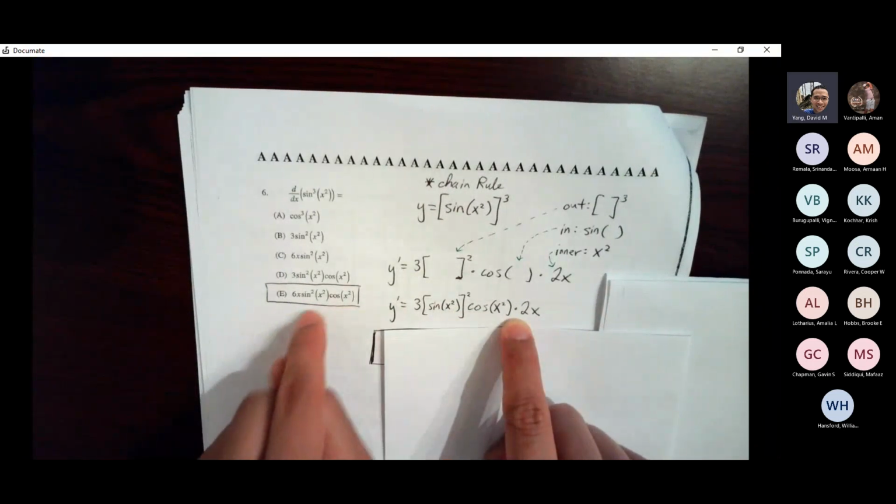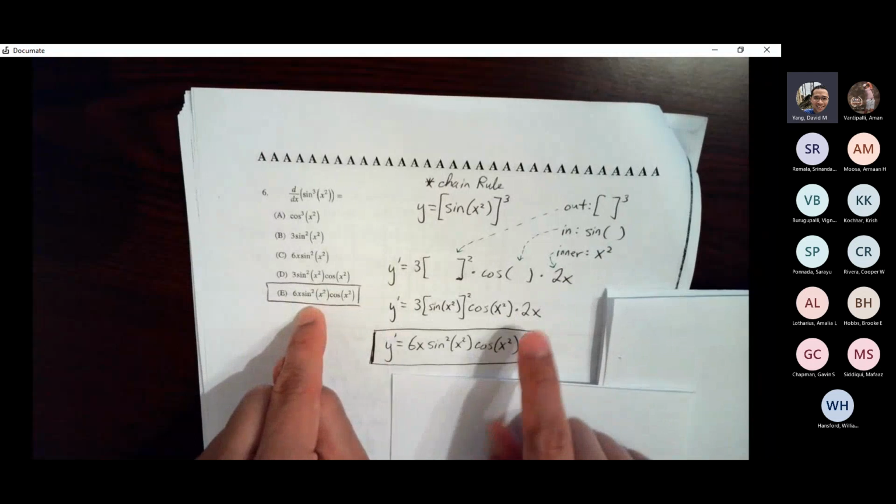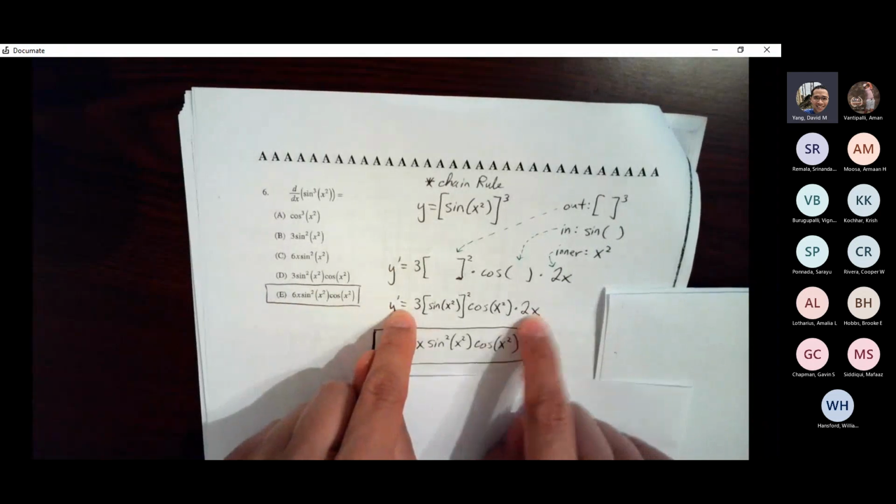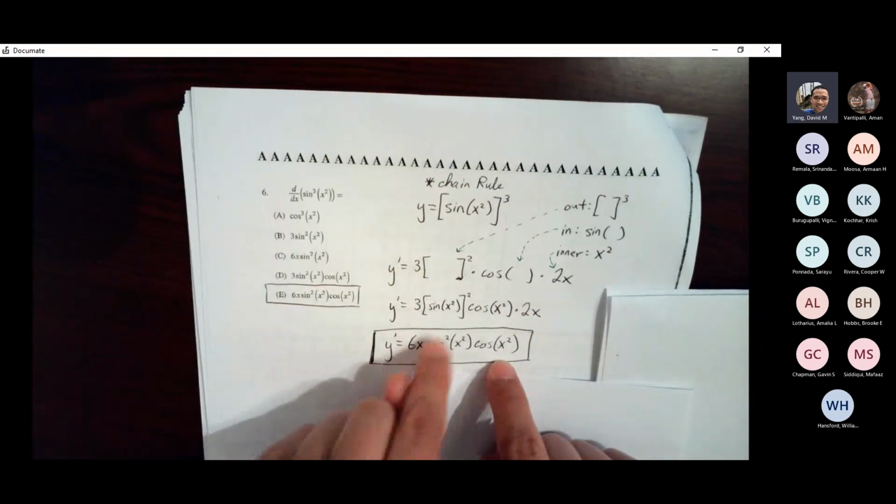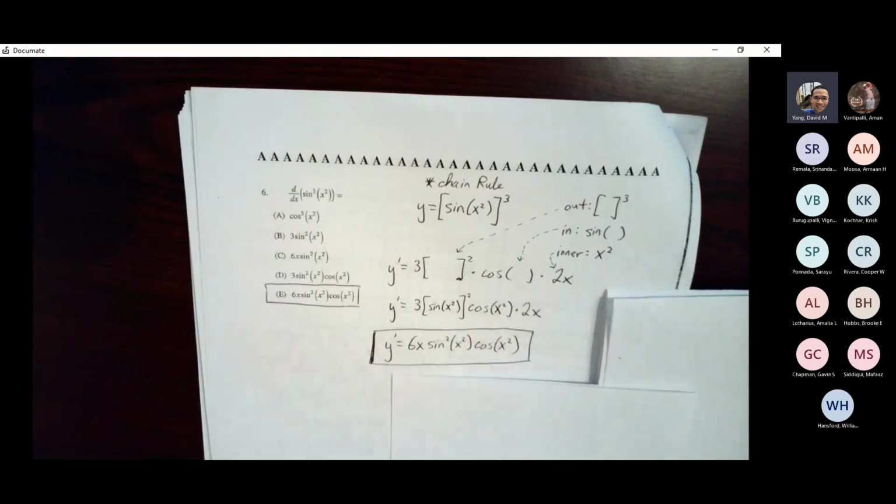Our answer, we just have to rearrange it to make it look like answer choice E. Multiply the 2x by the 3, we get 6x sine squared of x squared, cosine of x squared.